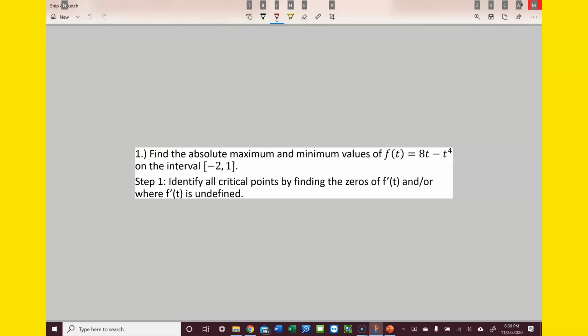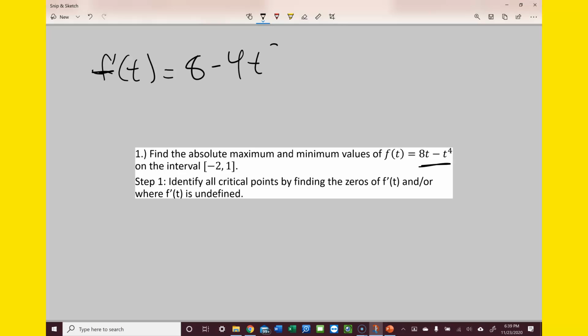All right, so the derivative of this function, f prime of t, is going to be 8 minus 4t cubed. First of all, is there anywhere that this is undefined? No, there's no place where this is undefined. It's just a polynomial, and a polynomial would not be undefined anywhere. So we just need to find where this equals 0.